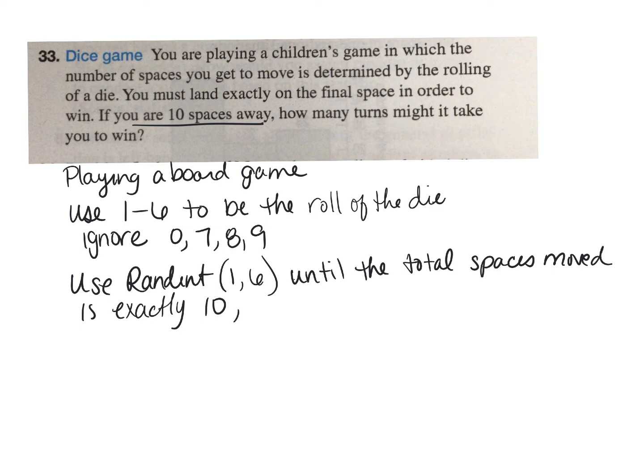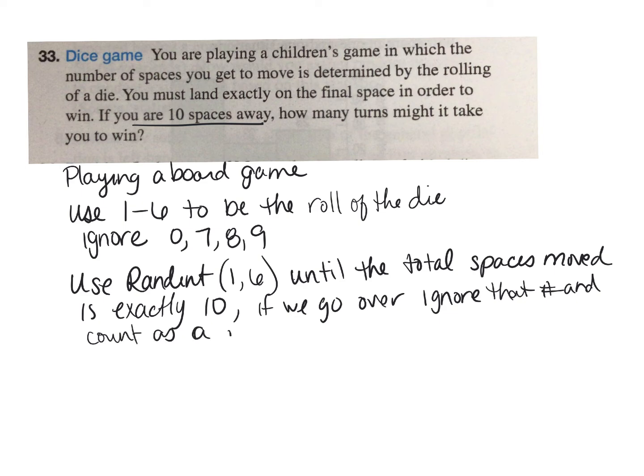If it goes over, we ignore that number and we count it as a trial, or as a roll. Right? Think about it. You're 2 spaces away. You roll a 3. Your friend's not going to let you win. You lose your turn. It still took another turn. You didn't get to move your guy. And your friend gets to go now.